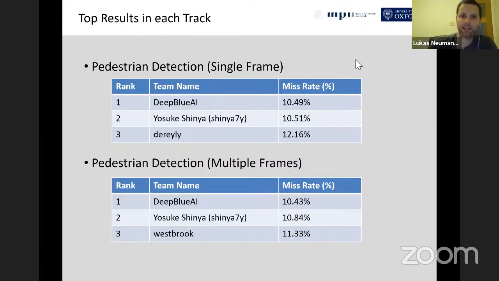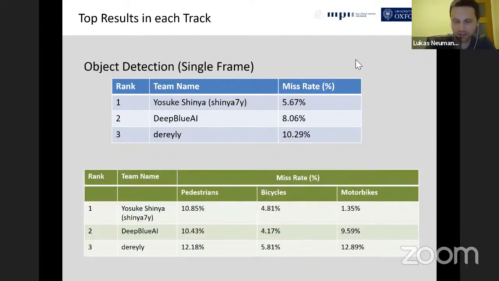And as far as the last track goes, the rank of the winners is just reversed. So you can see DeepBlue AI team placed second and Yosuke Shinya placed first, this time with quite a large margin. So congratulations. Maybe one last thing before I ask the winners to present their methods.